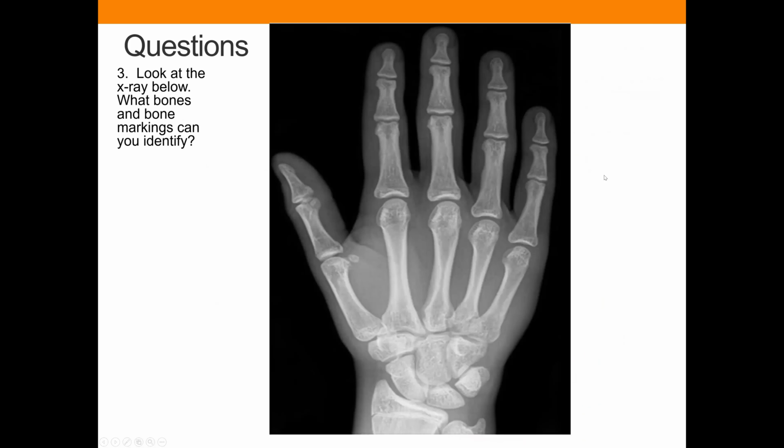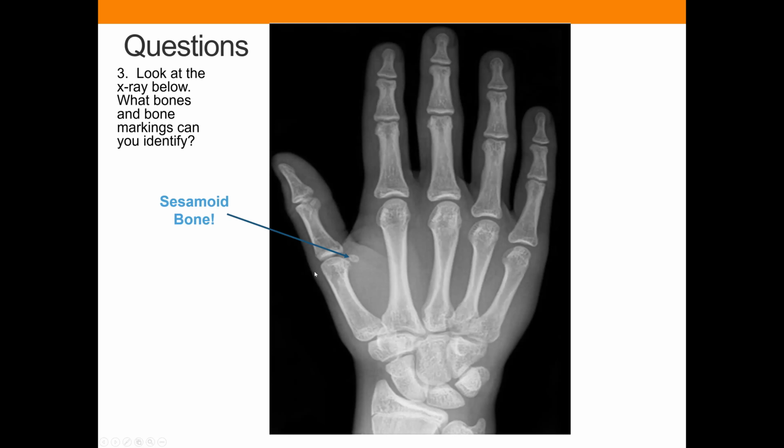Number 3, look at the x-ray below. What bones and bone markings can you identify? So this is a hand, and one really cool feature of this x-ray is that you can see a sesamoid bone. Remember, these are tiny bones that are very variable from one person to another, and they form in tendons.